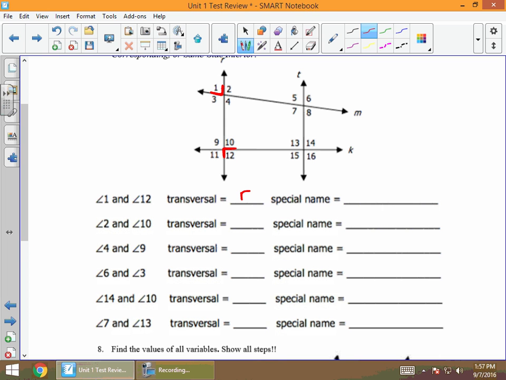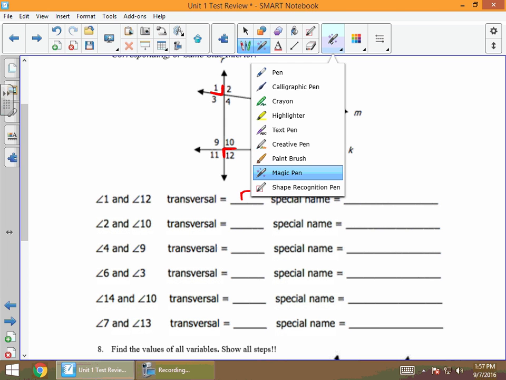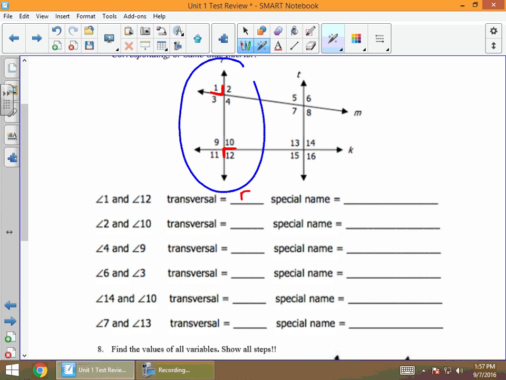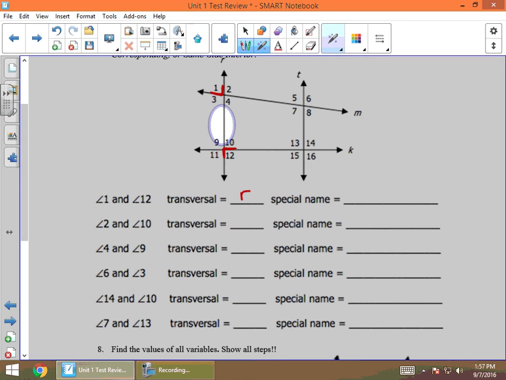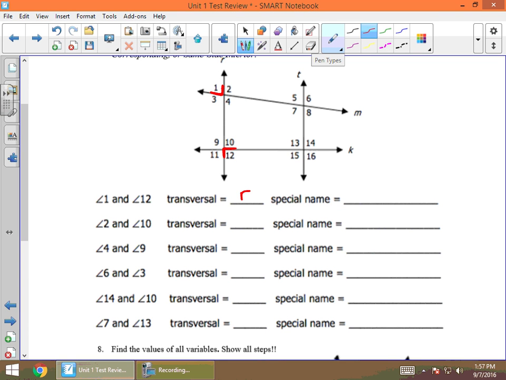And what special type of angles are they? If I just now look, so let me see if this helps you kind of see this. This is kind of all I'm going to look at. I'm going to kind of darken everything else away. And I want to know angle 1 and angle 12, what type of angles are they? They are outside of the non-transversal lines. So the two lines running left and right. They're outside, so they are exteriors. And they are on opposite sides of the transversal. So these two are what we call alternate exterior. They are alternate exterior angles.